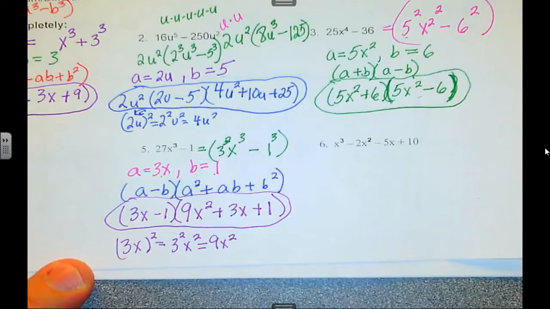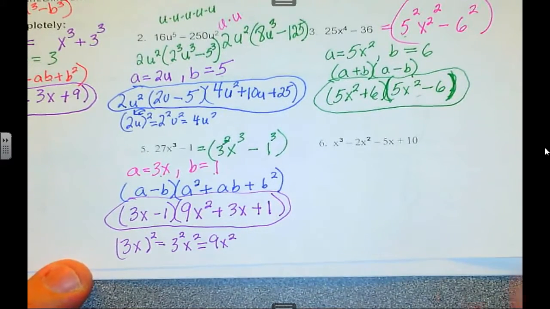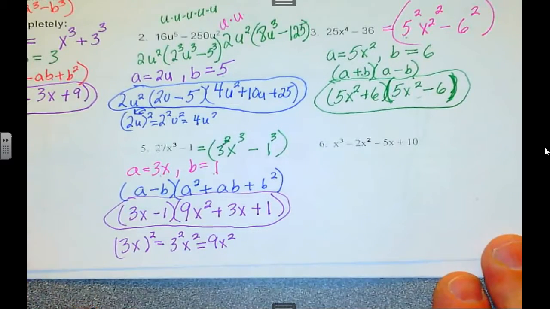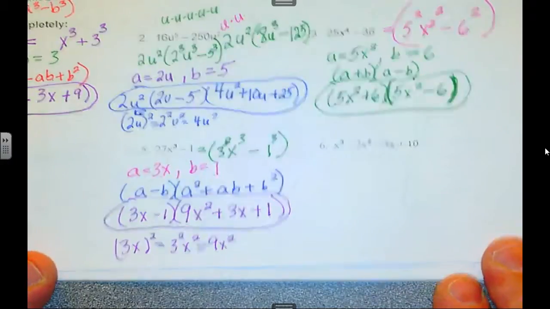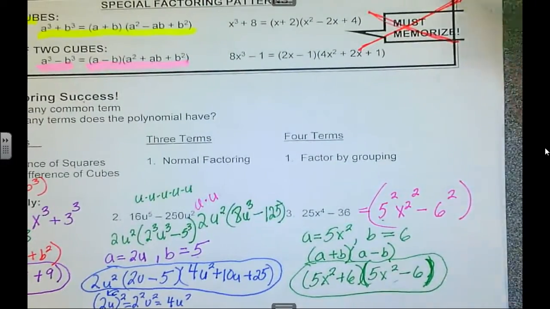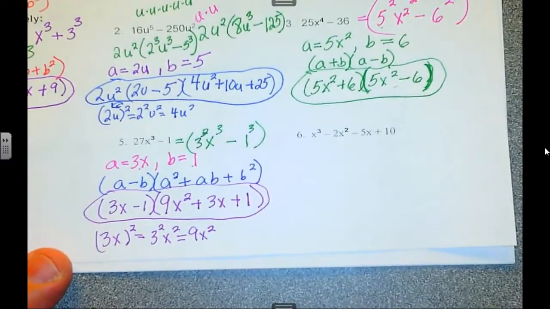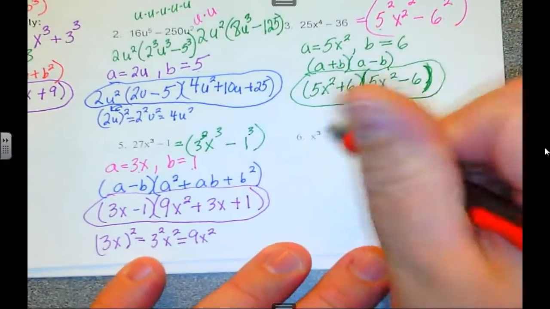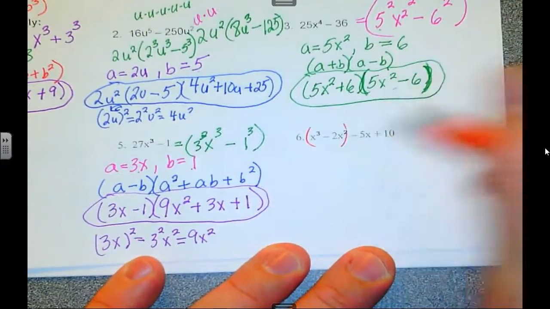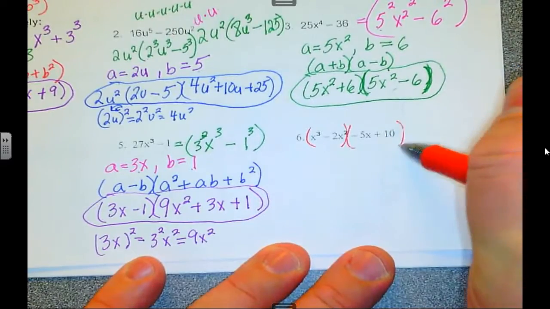Okay, number 6. How many terms do I have? Oh my gosh. That's right, 4 terms. So I have to do what? Factor by grouping. So that's exactly what I'm going to do. I'm going to group these two, and then I'm going to group these two.